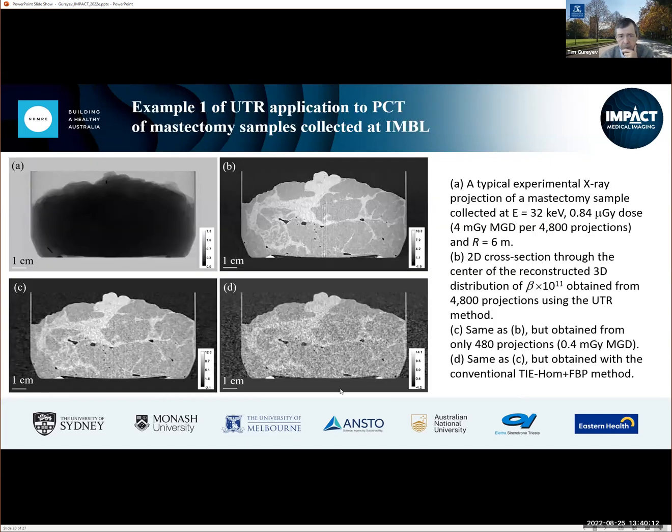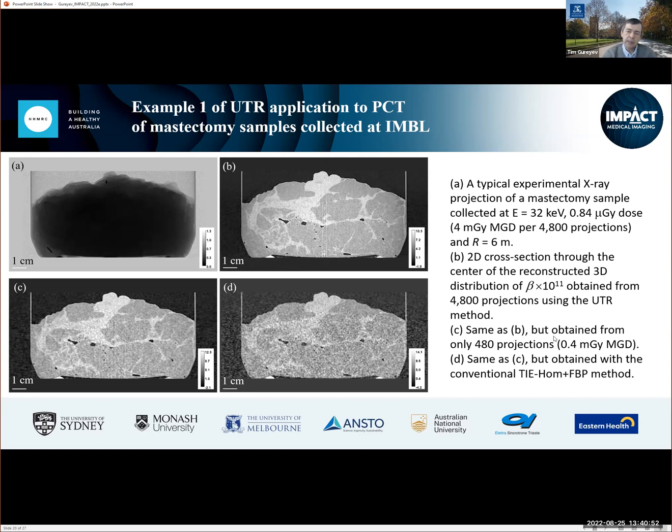So now to our mastectomy samples. And here's one of the three examples that I'm going to show. So that's one of our typical scans at 32 kV, 4 milligray dose, 4,800 projections, 6-meter propagation distance. This is the reconstruction using the new method, UTR, Unified Tomographic Reconstruction, from the whole lot of projections. And it's virtually indistinguishable from the extract reconstruction in this case.